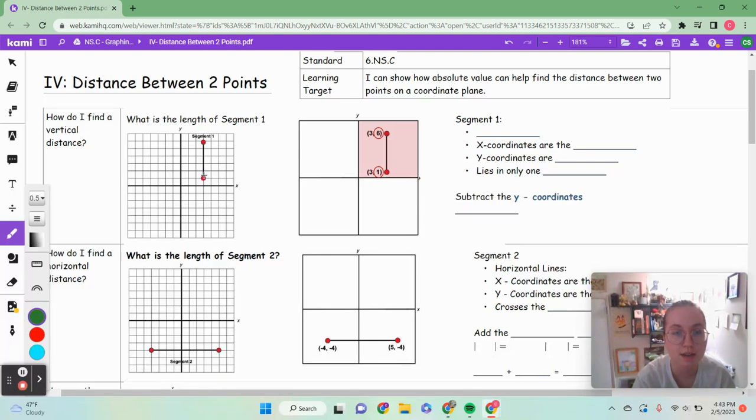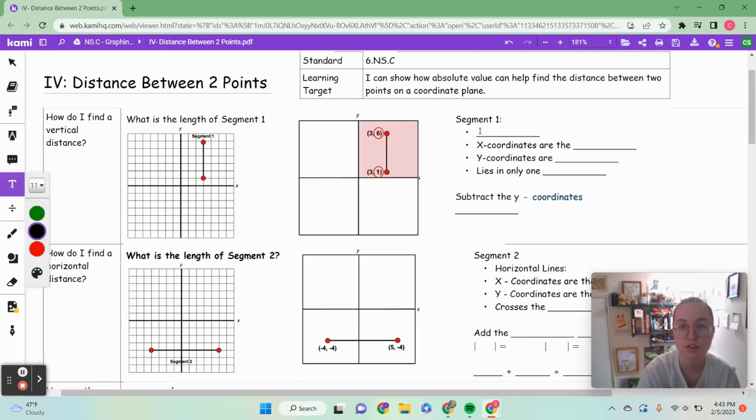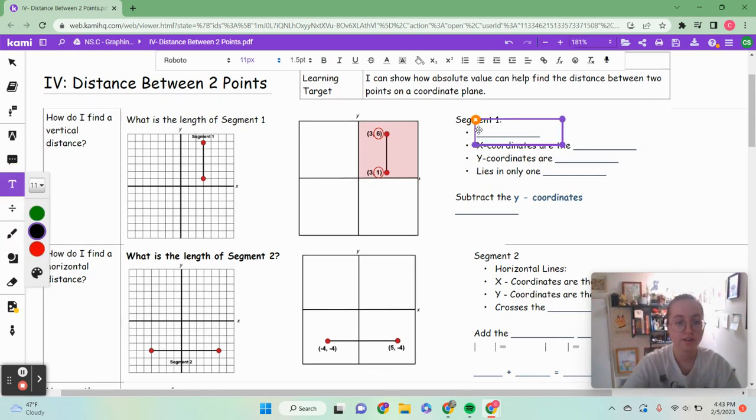This first one, if I want to find the distance of segment 1, if I want to find how long segment 1 is, is this a vertical or a horizontal distance? Well, this one's going up and down, so this is going to be vertical distance. So I will write that over here. This is the vertical line.